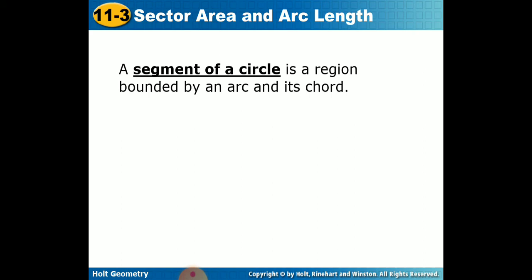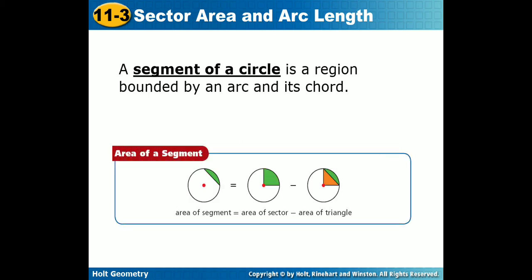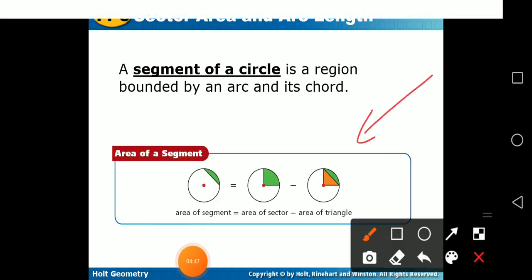Let's have another thing here. We have a segment of a circle. What's a segment of a circle? A region bounded by an arc and its chord. Let's see it here, it will be better for us. We have here the area of the segment. Remember, the area of the segment is equal to the area of the sector.